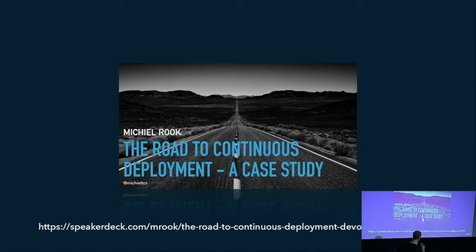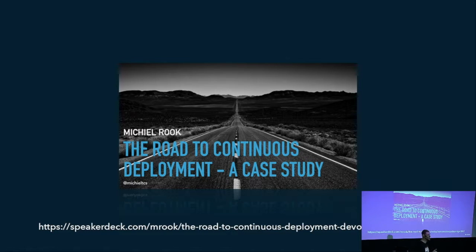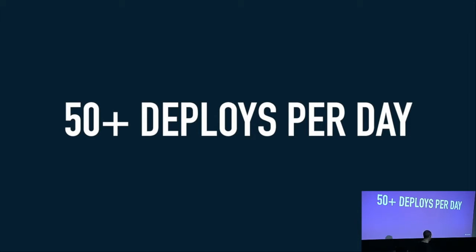DevOps Days Riga last year was one of those events where I was talking about continuous delivery and specifically continuous deployment. I was talking about a client where we switched from a release strategy that was roughly once every 4 to 6 weeks, and we got that down to 20 to 30 deployments per day. So continuous deployment. Effectively, if something passes the tests, then we automatically promote things into production, continuously. At that company, over a bunch of services, we ended up doing about 50 deployments per day, sometimes even more, but that's an average.